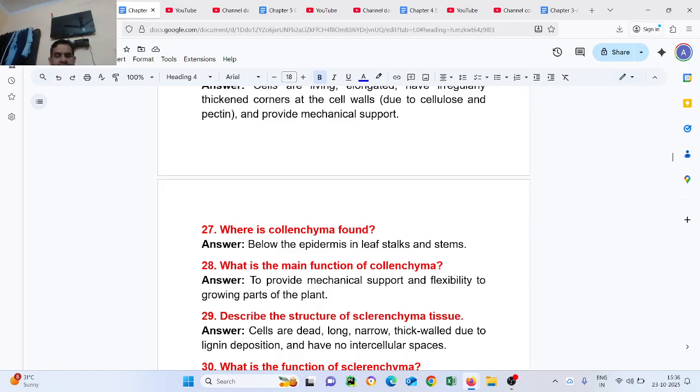Question number 28. What is the main function of collenchyma? Answer: to provide mechanical support and flexibility to growing parts of the plant.